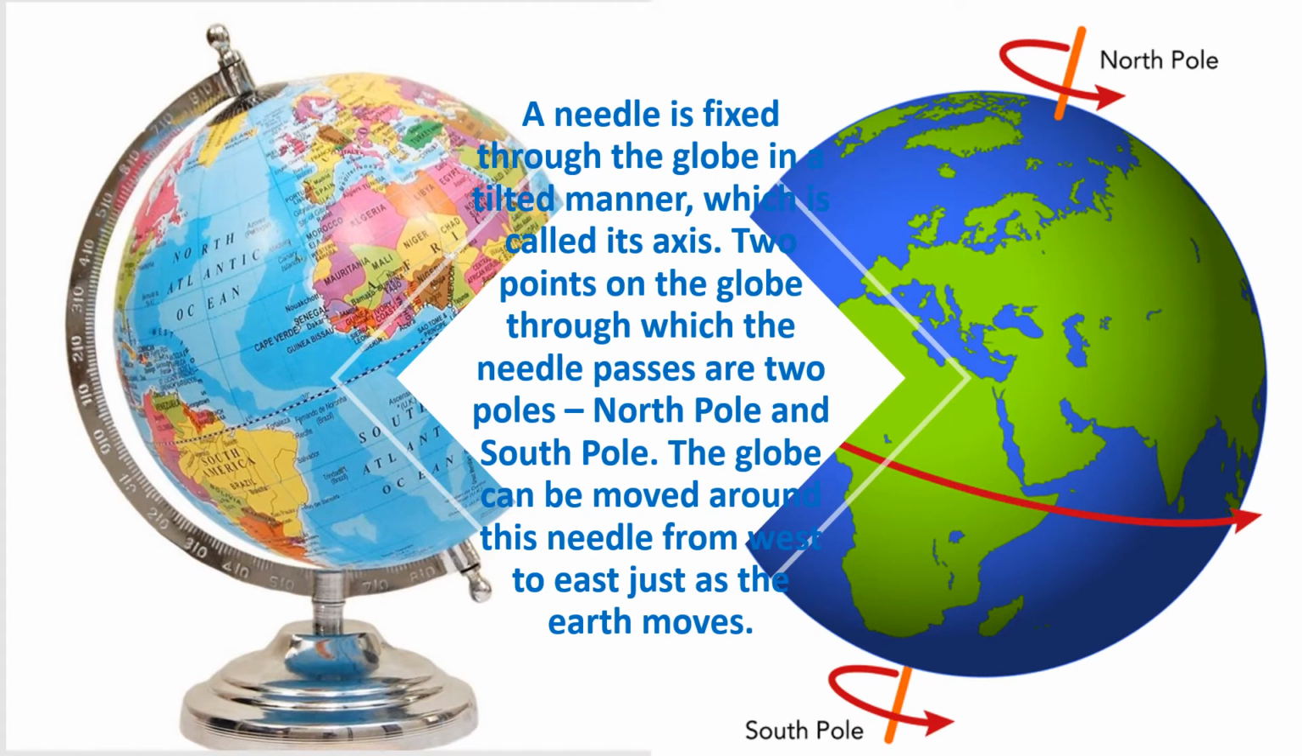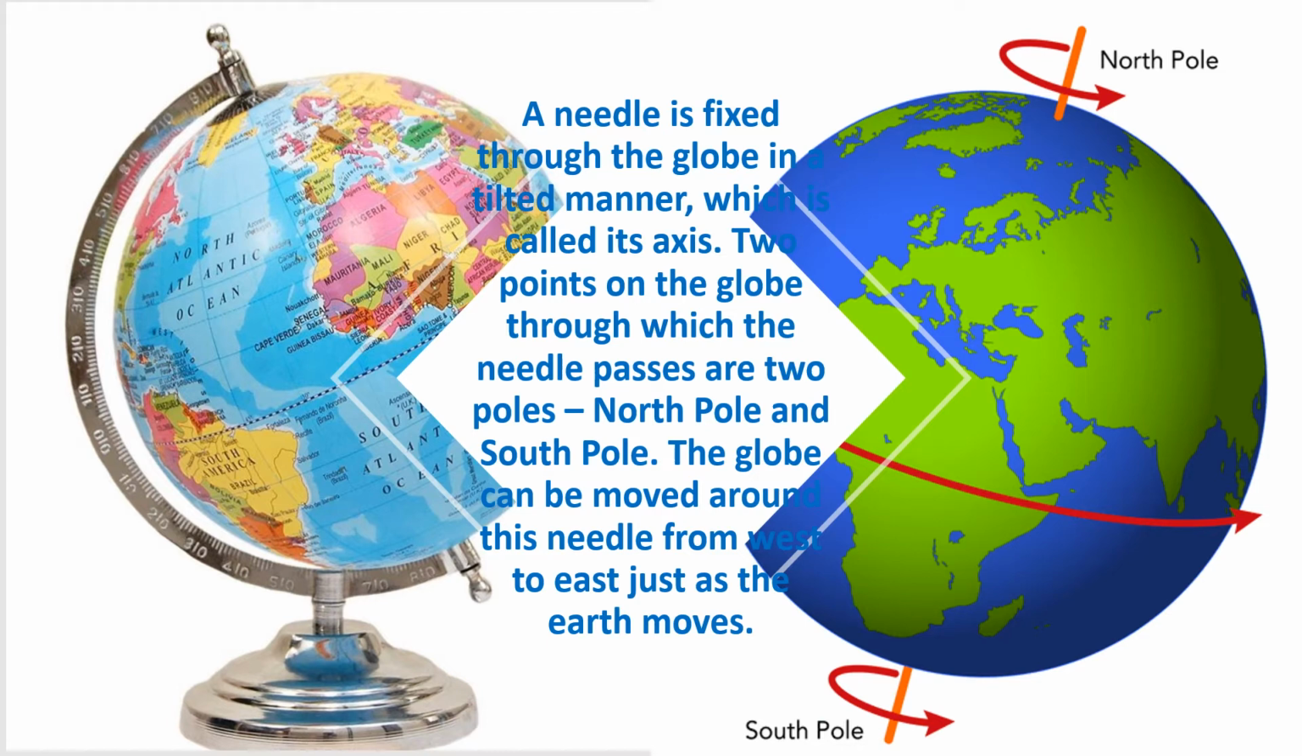A needle is fixed to the globes in tilted manner. It is called its axis. 2 points on the globe through which the needle passes are two poles, North Pole and South Pole. The globe can be moved around this needle from west to east, just as the Earth moves. But remember one thing, these axes are imaginary.